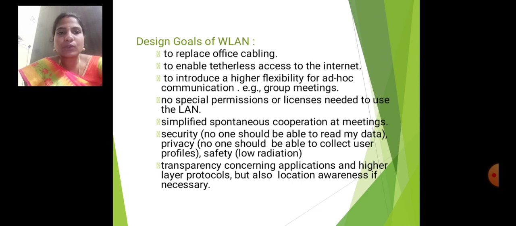What are the major design goals of WLAN? The main design goal of WLAN is to replace office cabling. It enables tetherless access to the internet. It introduces a higher flexibility for ad hoc communication, for example, group meetings. No special permission or licenses are needed to use this LAN, and it simplifies spontaneous cooperation at meetings. It provides security, privacy, safety at lower radiation. It provides transparency concerning application and higher layer protocols, but also location awareness if necessarily required.